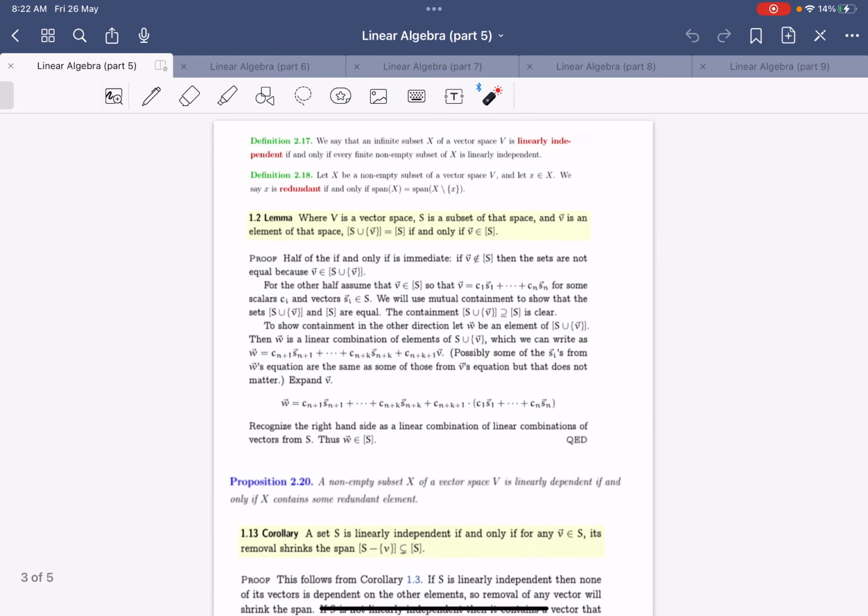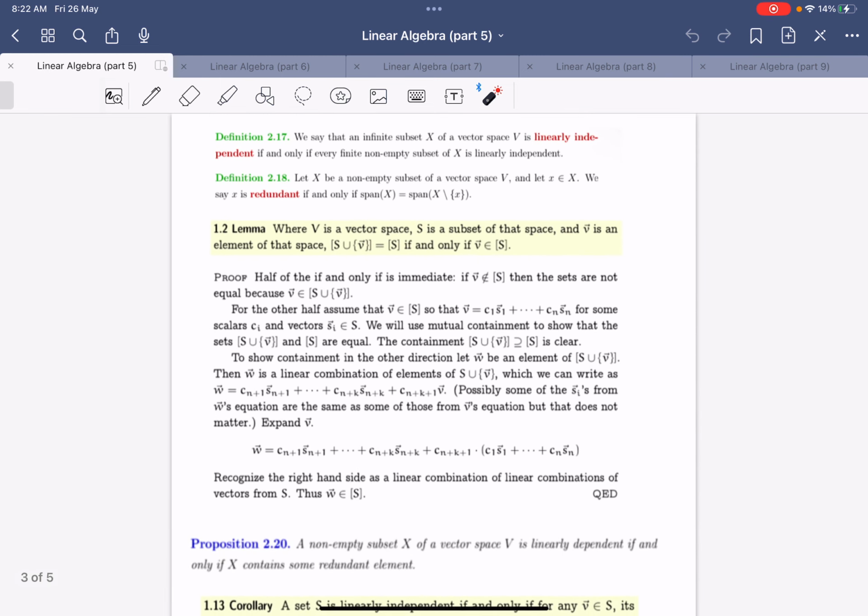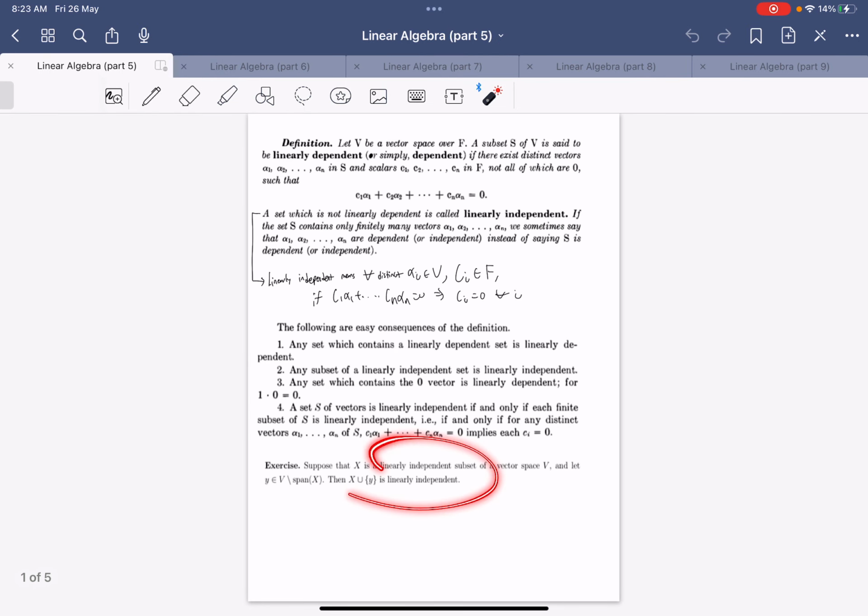And so we say that an element is redundant if the span of X equals the span of X minus away this element. And if this is so, then V is an element of the space, then S union V equals S, meaning V is redundant if and only if V is inside the span. And we already know why this is true, in a sense, because we have already proven this.